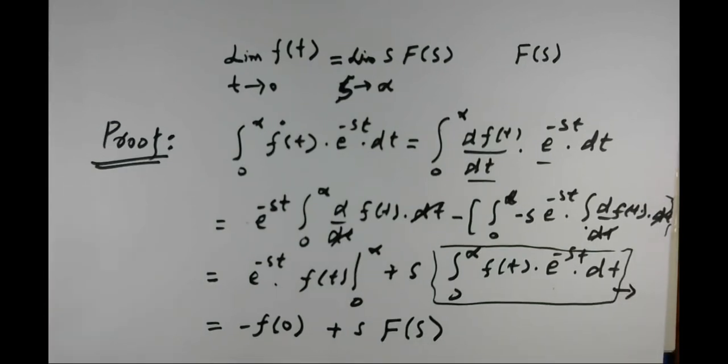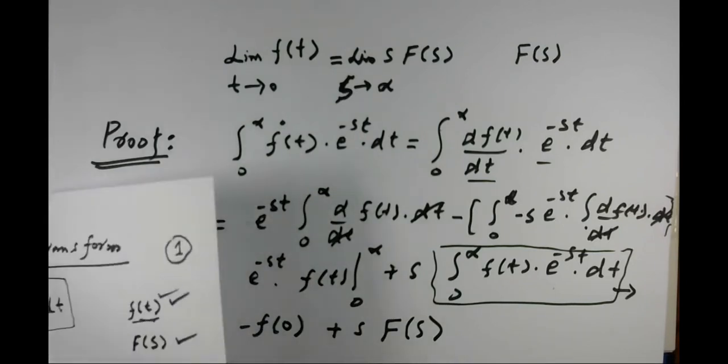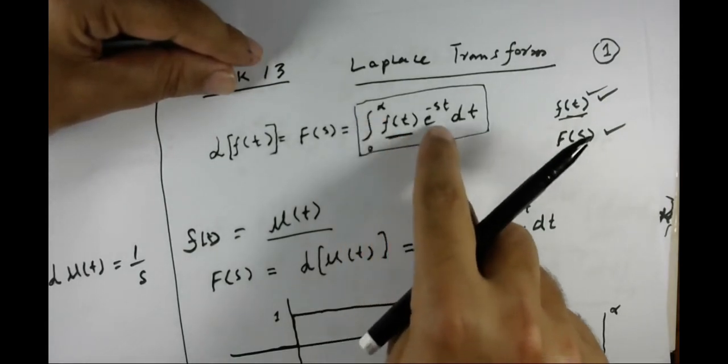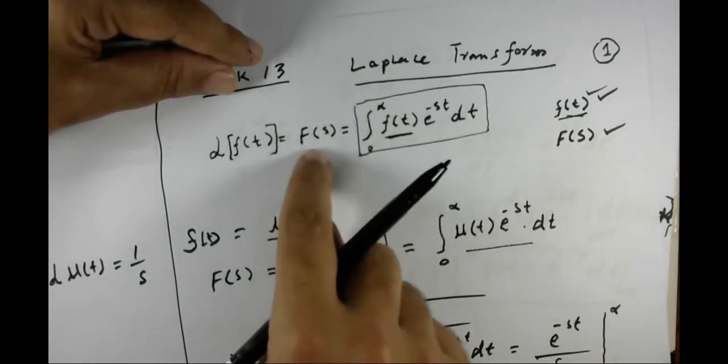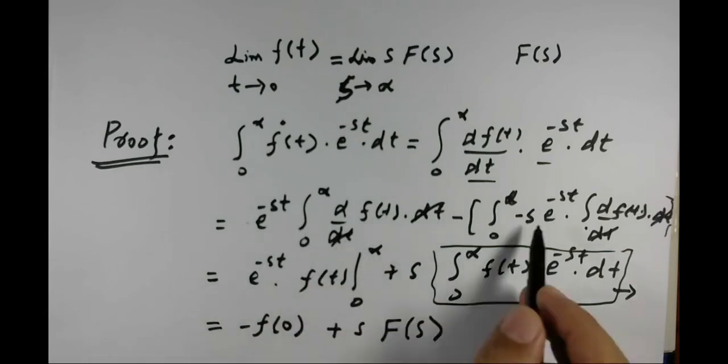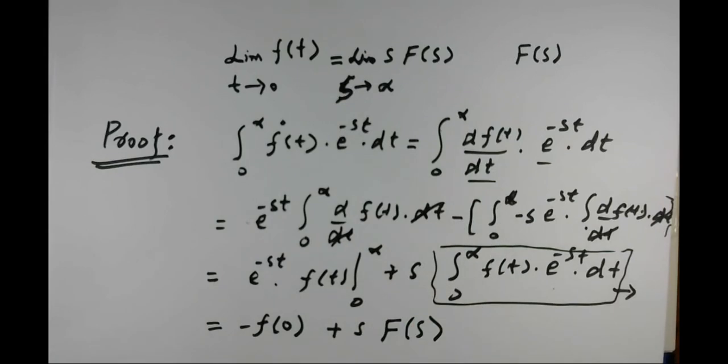If you remember from the start, I told you that this thing is nothing but integral of 0 to infinity f of t e raised to the power minus st dt. This is equal to F of s, so I just put this value F of s. Now this is what you get at the end of solving this integral.